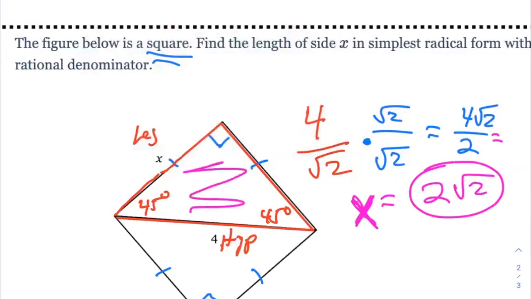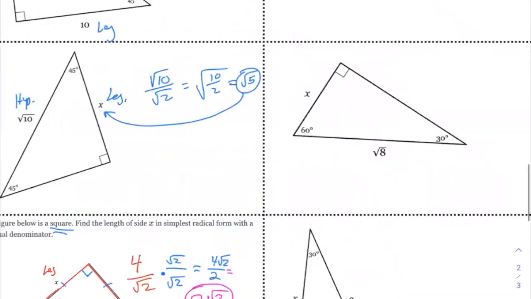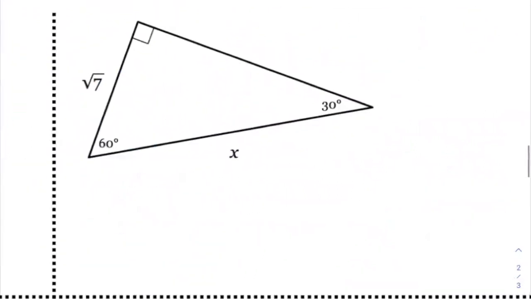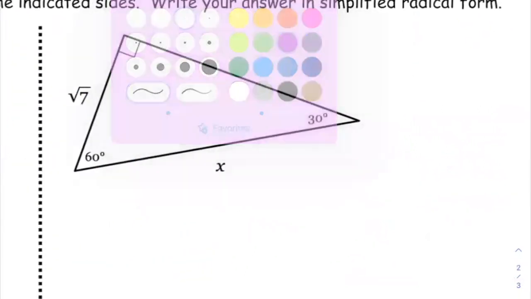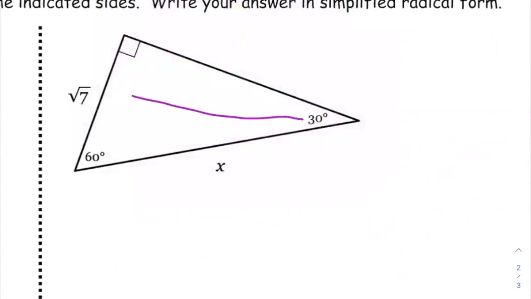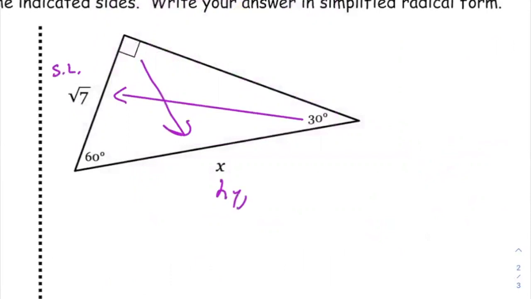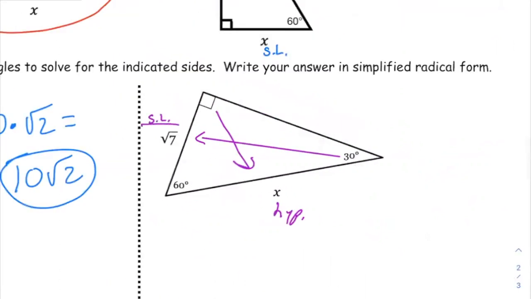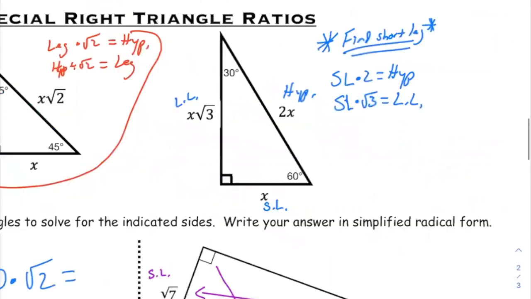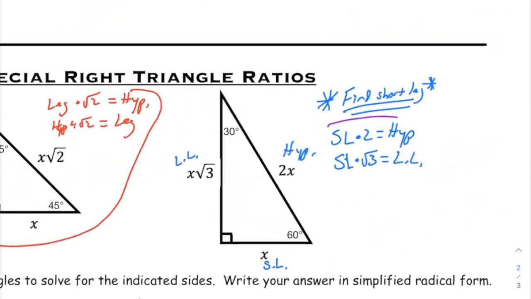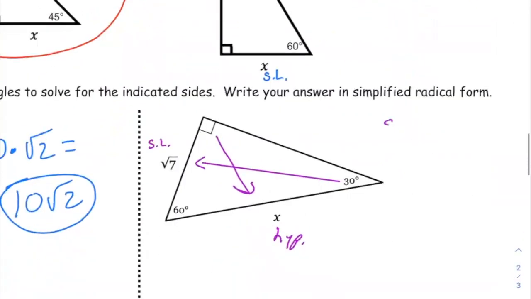Okay, so there's some practice with 45-45s. Now let's look at some 30-60s. So opposite the 30 is the short leg. Opposite the 90 is the hypotenuse. So short leg and hypotenuse. What do I know about short leg and hypotenuse? I know that the short leg times 2 is going to give me the hypotenuse. So short leg times 2, I'll use parentheses this time, equals the hypotenuse.